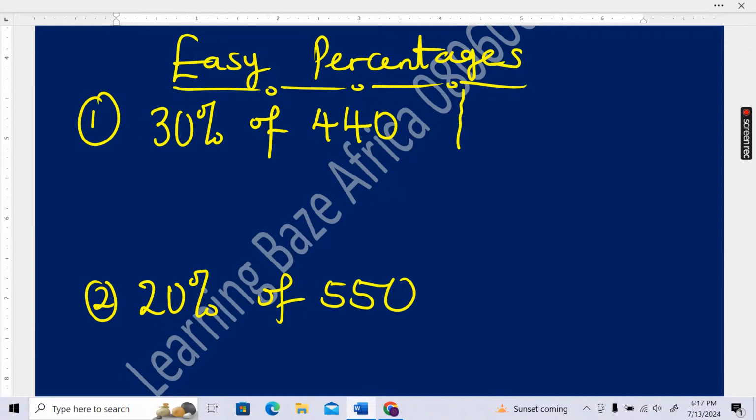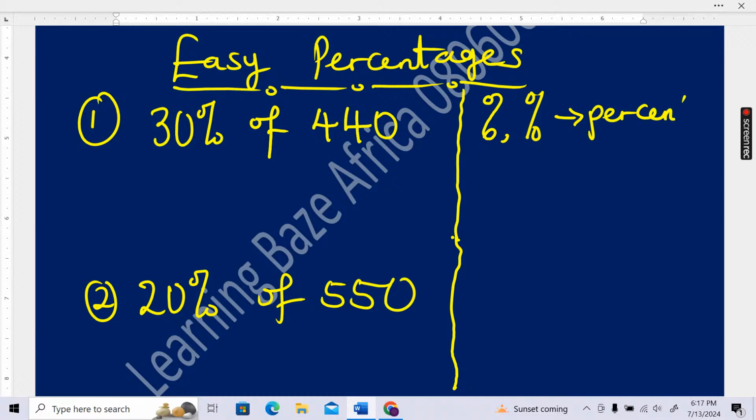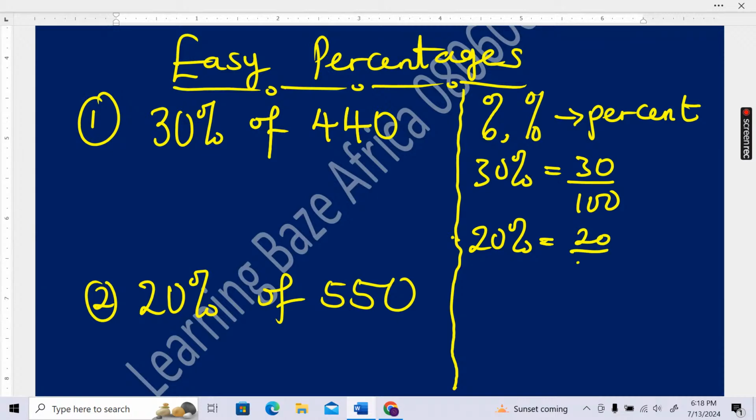But before we do that, I want to remind you that percent means per 100, okay? Anytime you see this sign or this symbol, or something like this, they all mean percent. Percent means per 100, and per 100 means out of 100. So when we say 30%, it means 30 out of 100. That's 30 over 100. When we say 20%, it means 20 over 100.